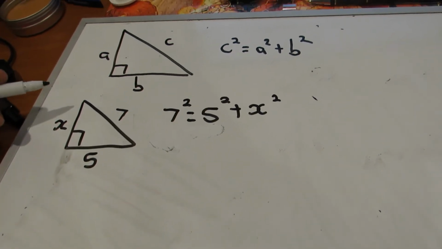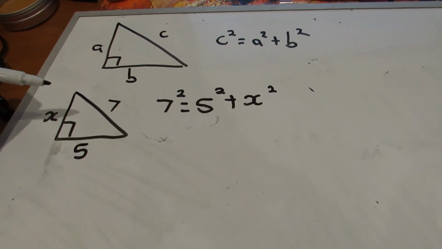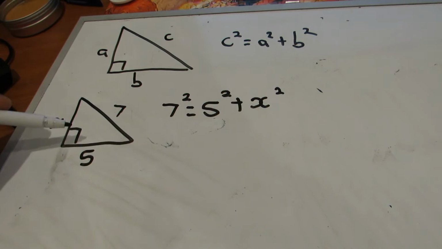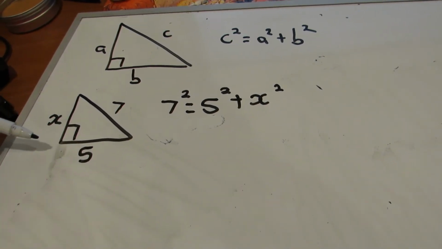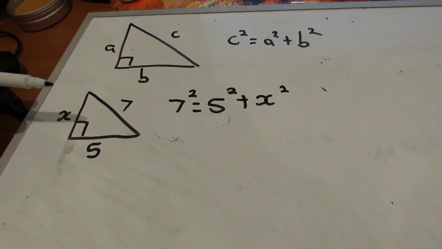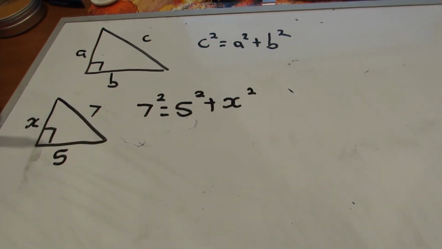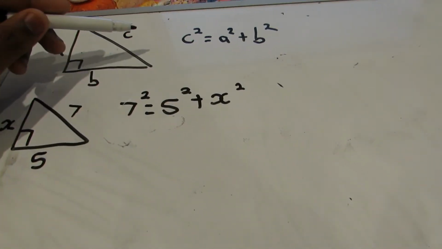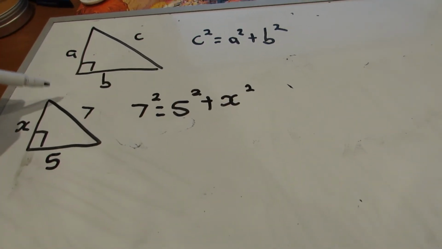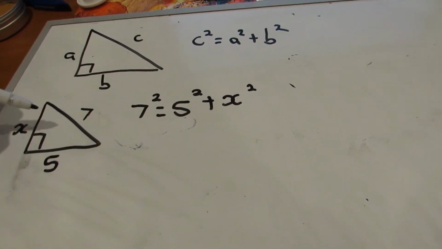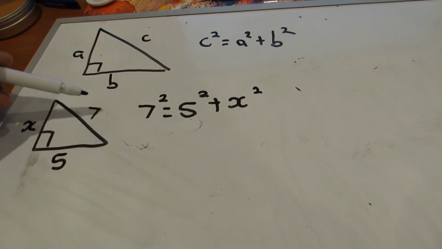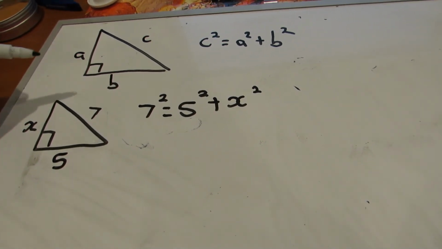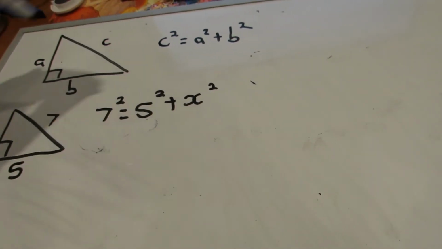Say you're given this triangle. You know the hypotenuse, you know one side, but you don't know the other side. So what can you do? Well, you'd write it in this form first. It will be written as 7 squared, which is the hypotenuse, equals 5 squared, one of the sides, plus x squared, which is another side. But remember, you're trying to find x.